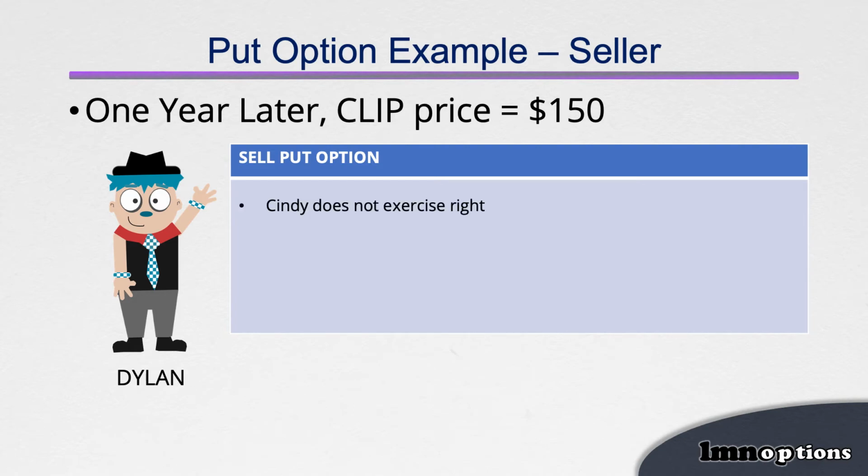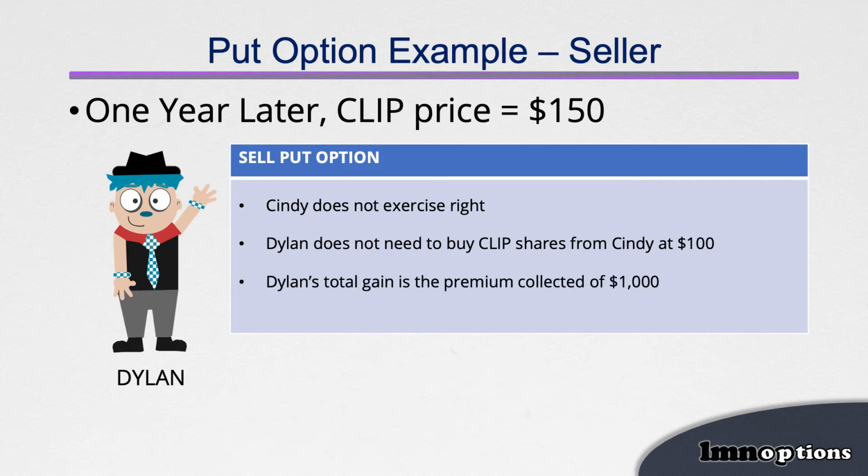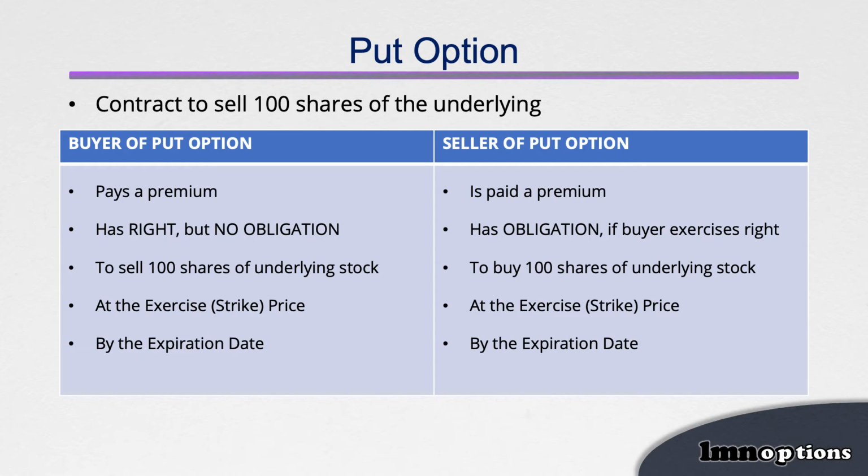In the other scenario, the share price of Clip instead has increased to $150 per share. In this case, Cindy does not exercise the right to sell the shares, and Dylan does not need to buy the shares from Cindy. So Dylan's total gain is the premium that he collected of $1,000 for selling the put option.